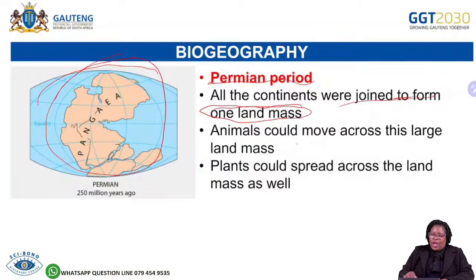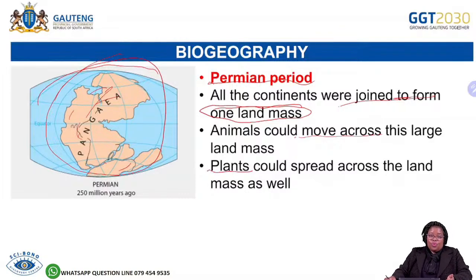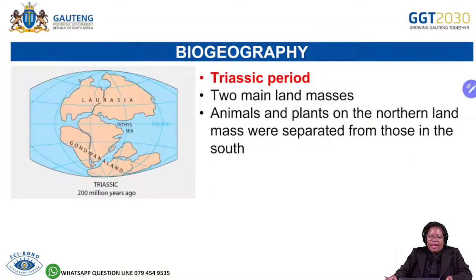Then what is going to happen? We are expecting to get animals living there and plants growing there. Remember, it's one land mass, right? So animals can move around this land mass. Also, plants can spread across the land mass as well. This land mass we call Pangea, don't forget that. And then, when was it formed? 200 million years ago.